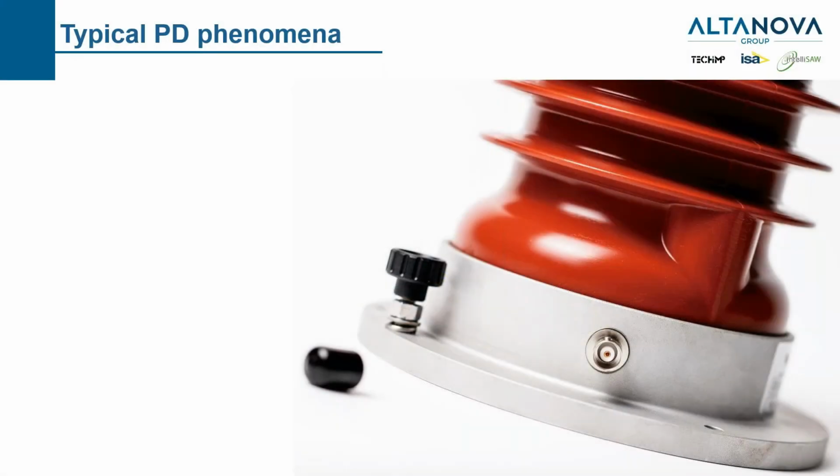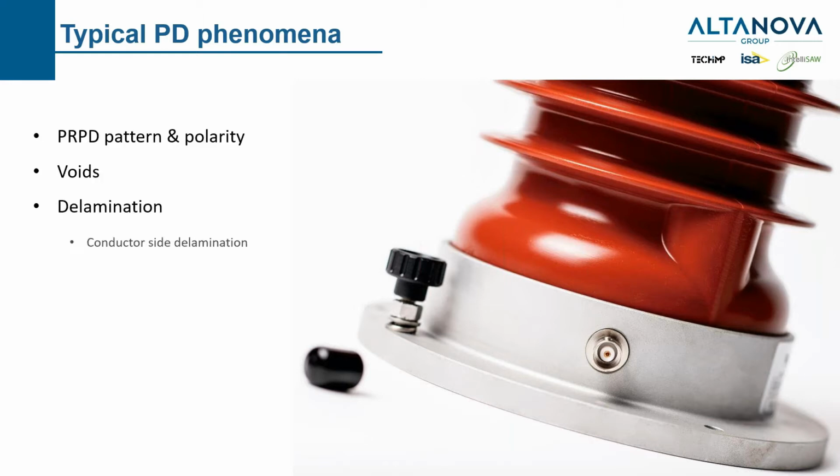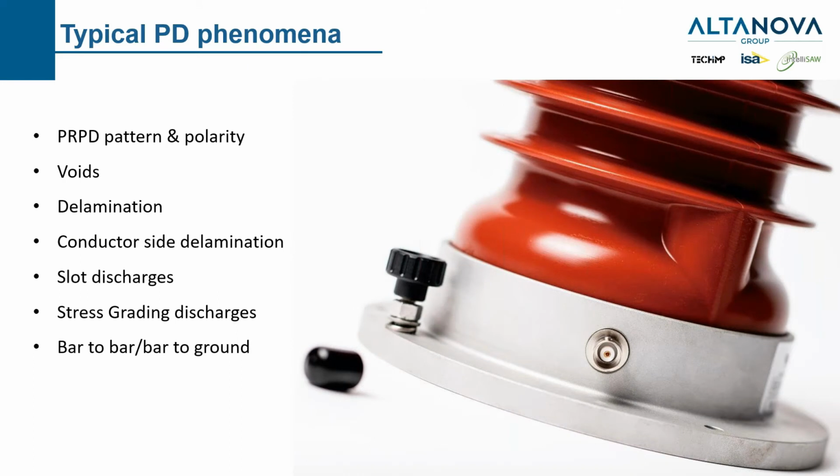Next topic I expect to be one of the most interesting for you guys. It's typical PD phenomenon identification. First, we will speak about the phase-resolved PD pattern and the polarity. Then we will go into each single major PD phenomenon we normally find in rotating machines, and we will see what the characteristics of the phase-resolved PD pattern are related to each defect.